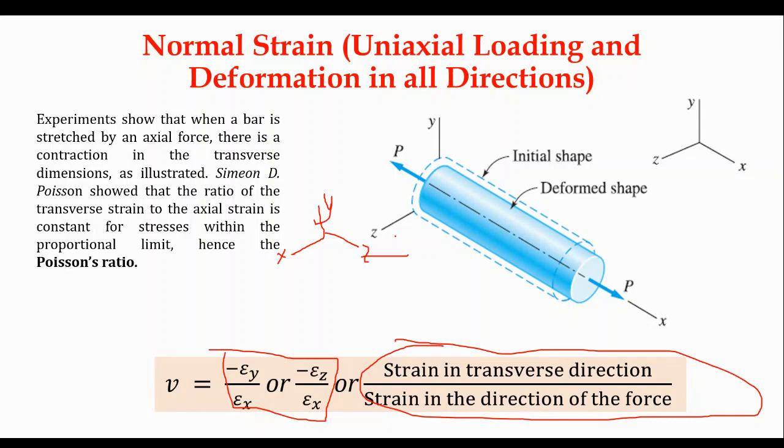So dapat ang atong timaan, Poisson's ratio is the strain in transverse direction over the strain in the direction of the force. Always gyud nga ang strain in the direction of the force is naa siya sa denominator. Ang naa sa numerator kanang other direction na dili dito ang direction sa force. Okay? So for example, as you can see in our figure, the Poisson's ratio is the ratio of the negative strain in Y over the strain in X. Si X ang direction sa force.